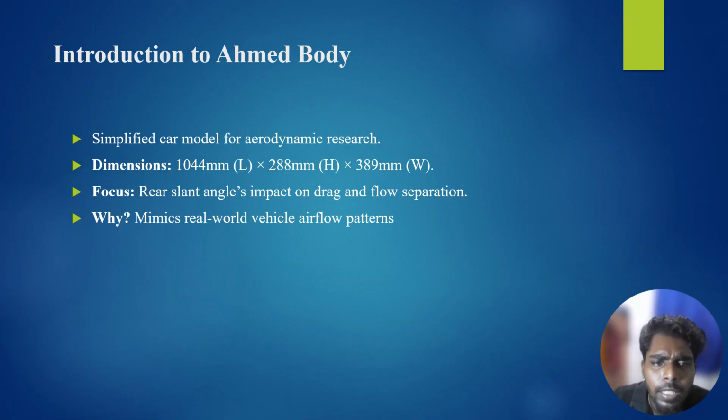Now let's look at the introduction to the armored body. First, a simplified car model for aerodynamic research. Second, dimensions, which are 1044 mm length by 288 mm height by 389 mm width. Third is the focus, which is the rear slant angle's impact on drag and flow separation. And the fourth, why: it mimics real world vehicle airflow patterns.